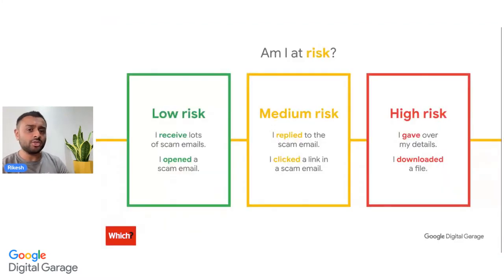So we've got a traffic light system that you can see here on screen. Let's go from green to red here. So if you receive lots of scam emails, and maybe you've opened a scam email or two in the past, and maybe you do every so often, that's probably me. I'm in the low risk category, so I still get quite a lot of scam emails. Luckily, a lot of them just filter straight into the spam folder, which is great.